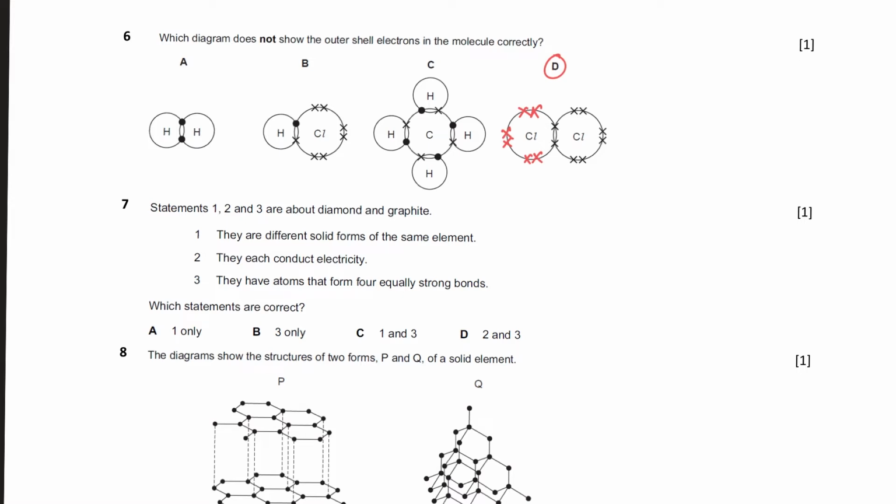In every other one, carbon has 4, so 4 are shown. Hydrogen has 1, 1 is shown. Chlorine has 7 of its own, so they are also shown. So we need to show the electrons for chlorine, which is why option D is wrong.